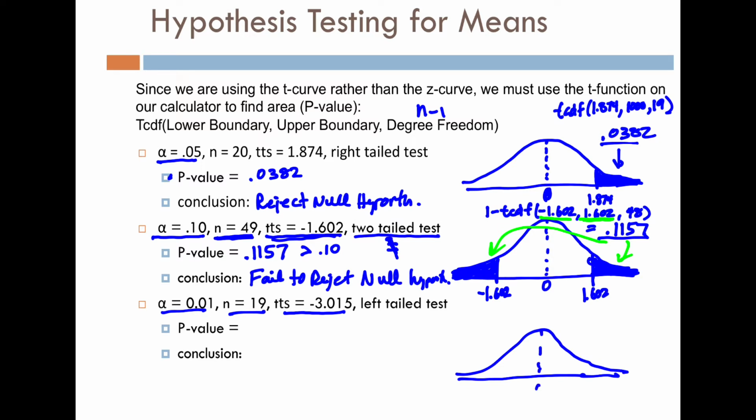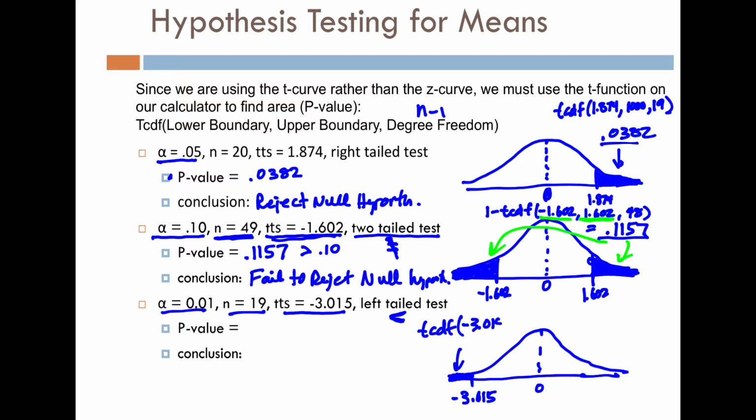And with 0 at the center, I'm pretty far here to the left, negative 3.015. It's a left-tailed test, so the area behind this, we would assume we had a less than symbol in my alternative hypothesis, and the p-value will be the area over here to the left. So TCDF, go ahead and pause this and see if you can get that p-value.